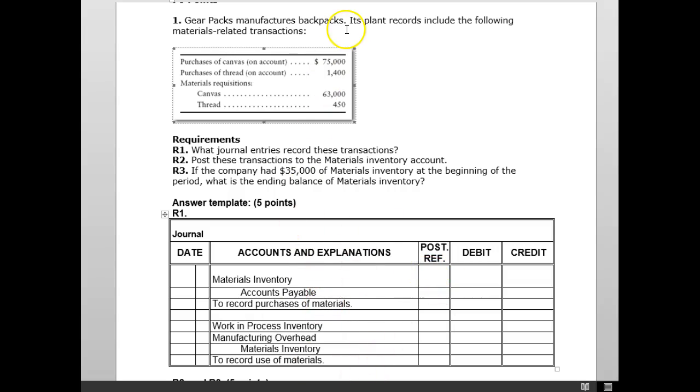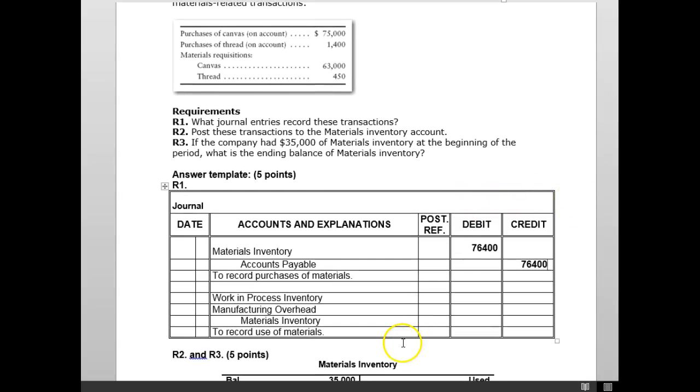So it wants us to record the materials when it was purchased. So if we add these two together, and it goes into materials overhead, because those materials do make the backpack, it comes up to a total of $76,400, those two added together. Now that puts them in inventory. This increases accounts payable and says that they owe money for it.